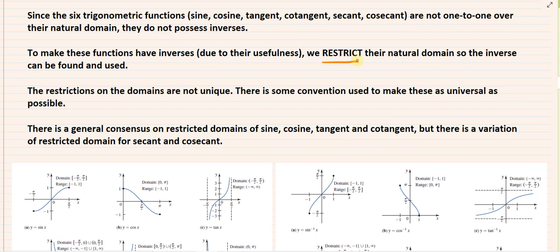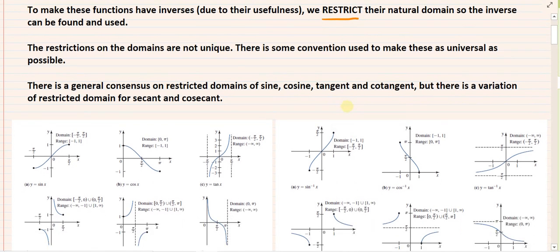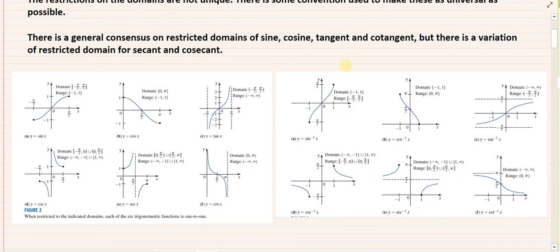Now, the restriction on these domains may not be unique, although there are some common conventions that software, calculators, and textbooks have agreed upon, but there is still some variation in restricting the domains, more specifically for secant and cosecant. But the restricted domain for sine, cosine, tangent, and cotangent, those are pretty universal. But again, you will see variation, at least in calculus textbooks, on how they restrict secant and cosecant.